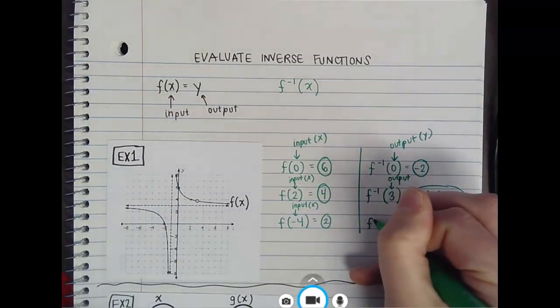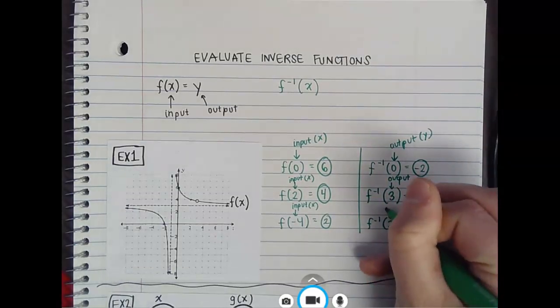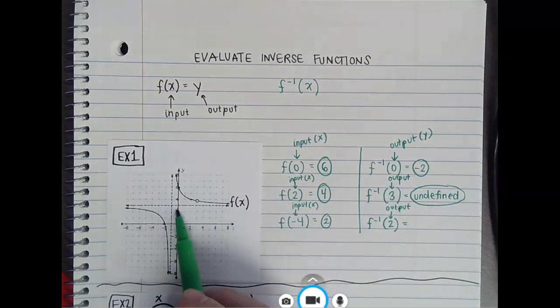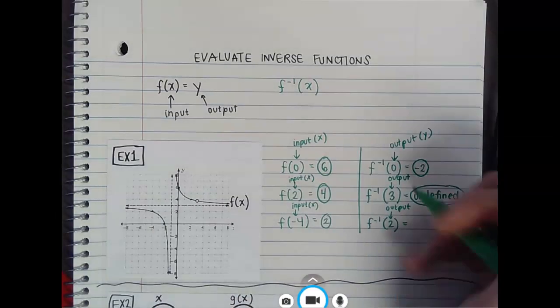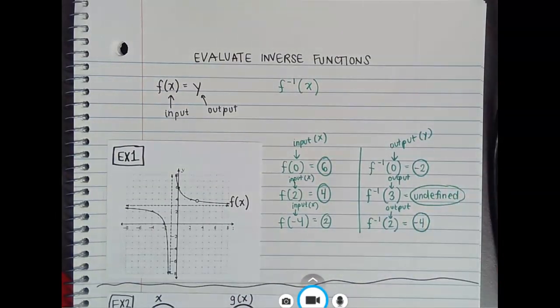Let's try one more. The inverse of f of 2. That's an output on my original function's graph. An output of 2. Slides to negative 4. The inverse of f of 2 equals negative 4.